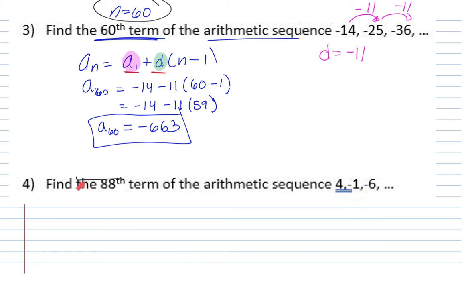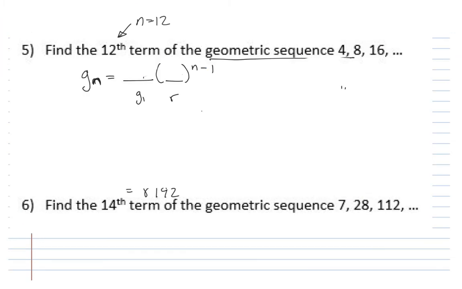Number 4, students did, so you could do that one by yourself. This one is going to be a geometric sequence, and they want us to find the 12th term. Our G1 is 4, and then we have to figure out how it is increasing. Because it's geometric, it's either multiplying or dividing.